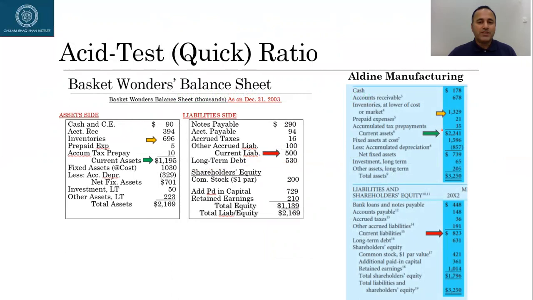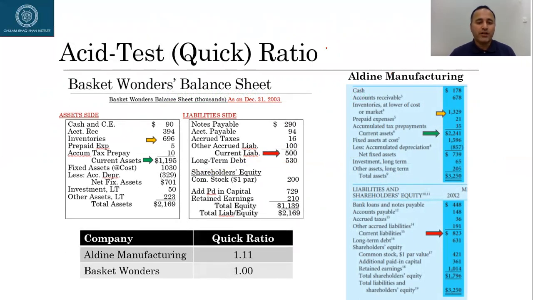For the acid test ratio, as I said, we have to subtract the inventories from current assets. For Aldine, it's 1.19. How did I calculate it? Current assets is 2,249 minus 1,329, and then divided by 823. Based on the quick ratio, if you compare both Aldine and Basket Funders, Aldine Manufacturing has a stronger quick ratio.